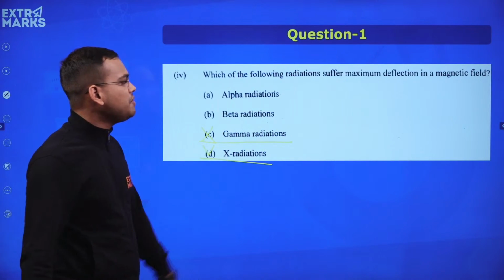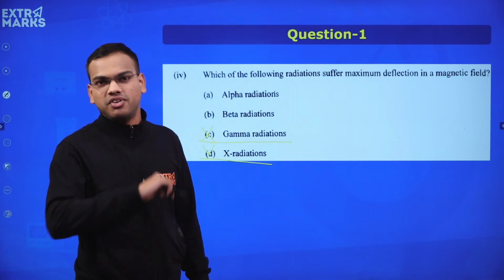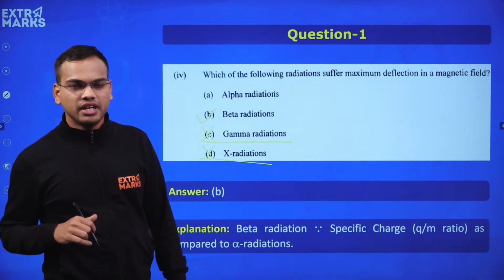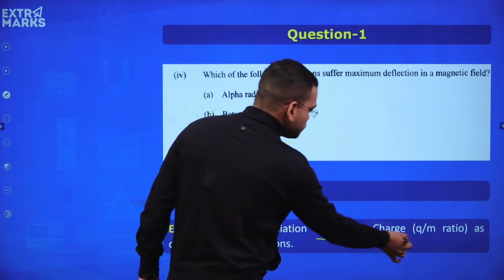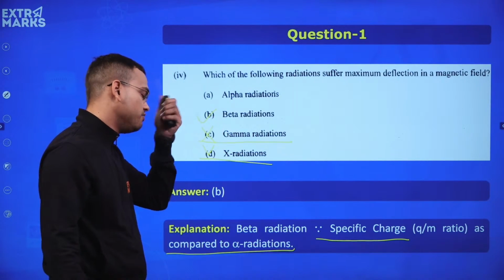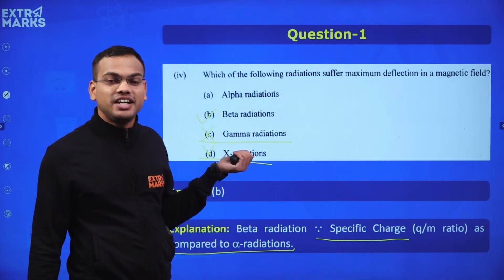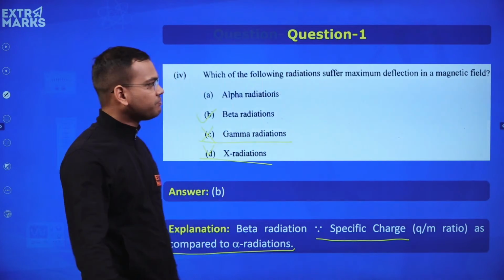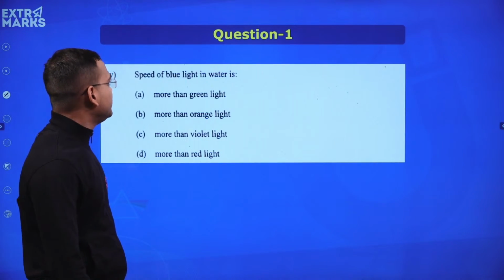So, out of alpha and beta, which one will get maximum deflection? It is definitely beta. Why beta? Because the specific charge, as compared to alpha radiation, is more with beta. That's why beta will deflect more whenever it is passing through a magnetic field. Okay? Now, this is another question.